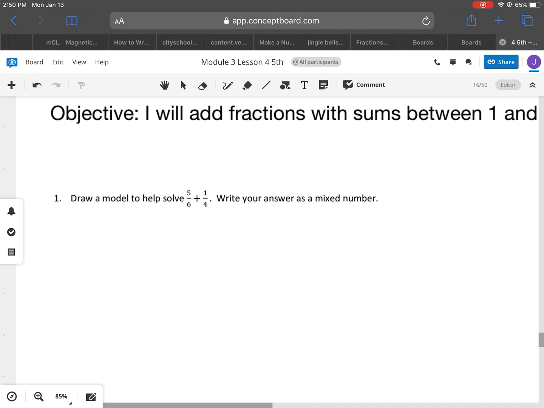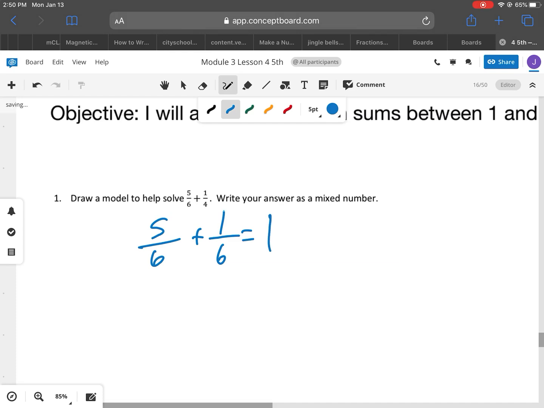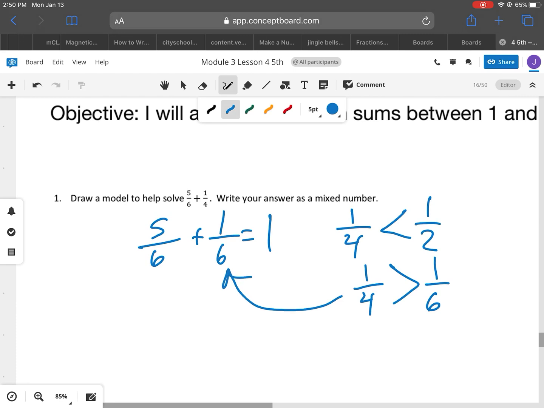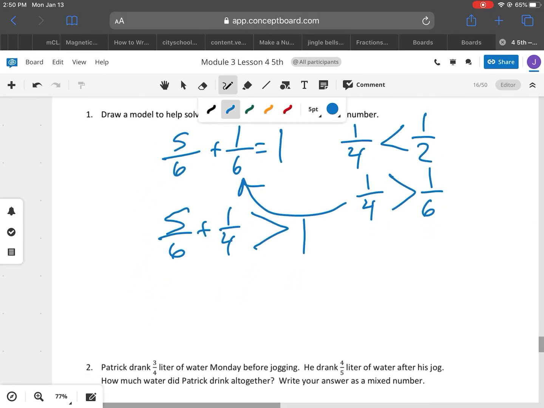So the first thing I want to point out is that 5/6 is really close to 1 because 5/6 plus 1/6 is equal to 1. Now we know that 1/4 is less than a half, but we also know that 1/4 is more than 1/6. So if we put the 1/4 here, we know it's going to be greater than 1. So 5/6 plus 1/4 is going to be greater than 1. Alright, so that's just the beginning.